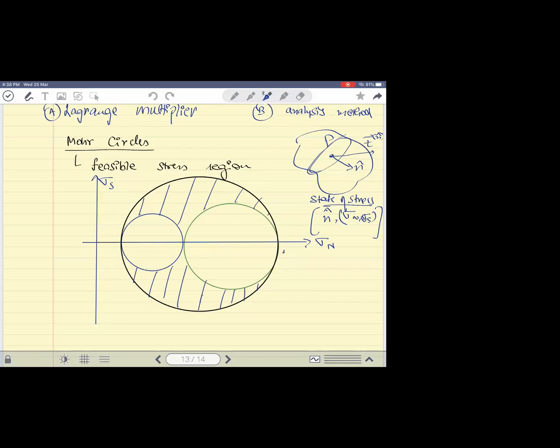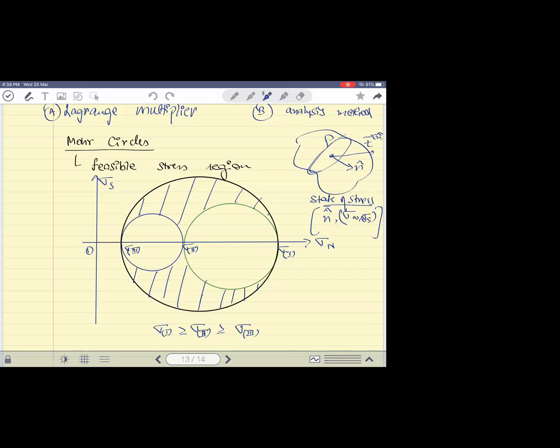So what we have here is the three principal values. Okay, so if you find the three principal values and you plot them on the x-axis and you create these three circles, what you'll see is that the shaded region will give us the feasible stress region. That is the sigma n comma sigma s points that the stress vector can take. So that's a very interesting idea.